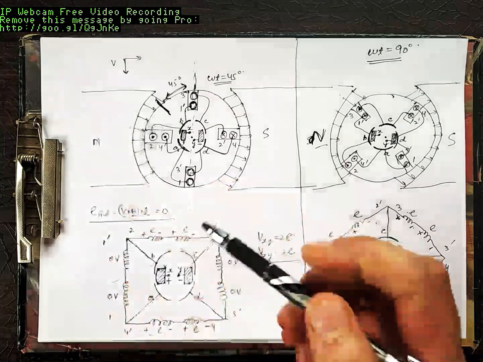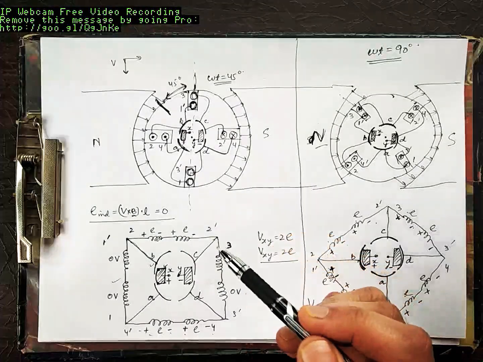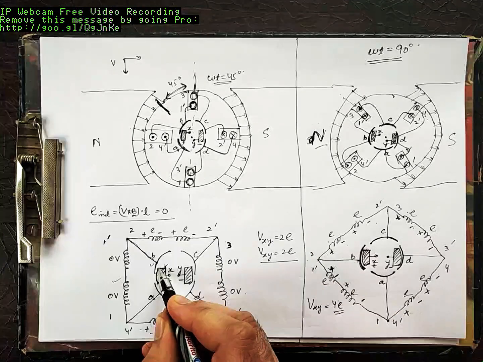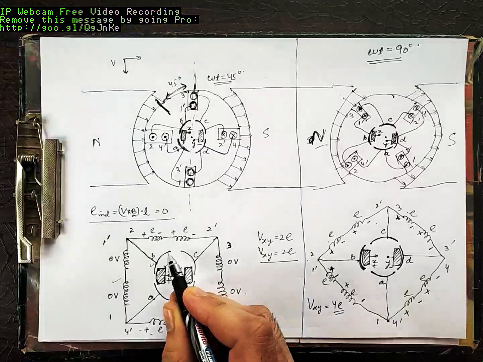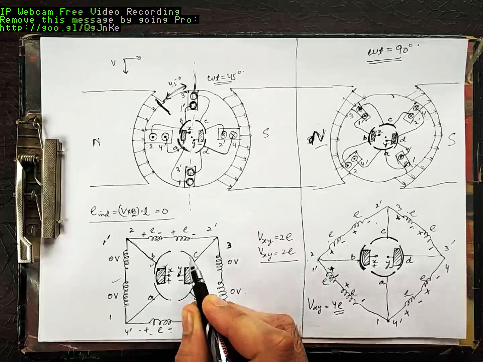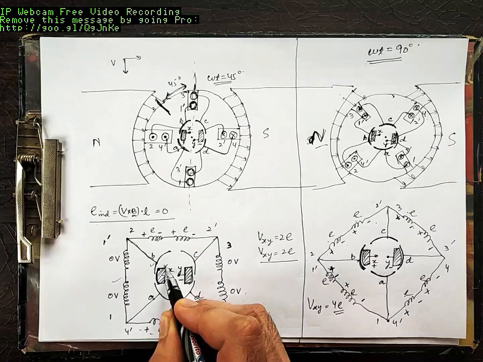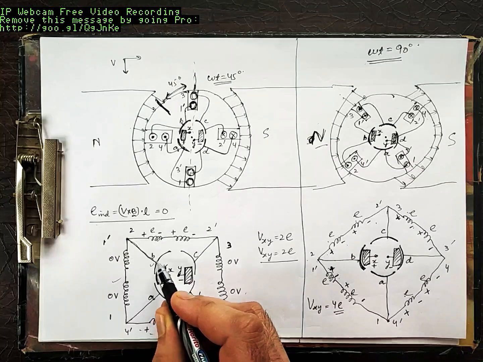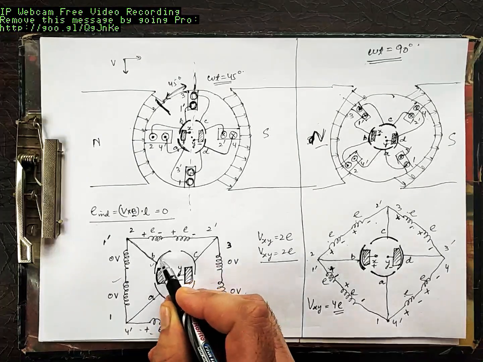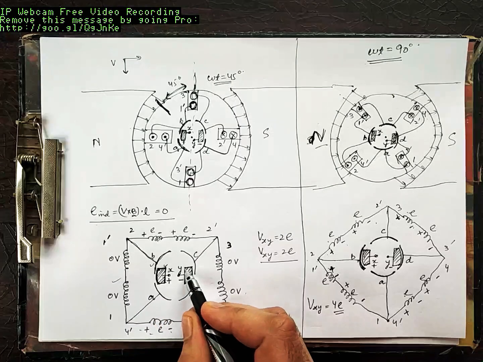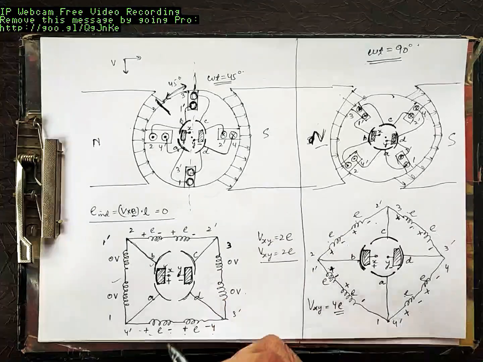Next, what we observed in last class was that during this process of commutation, since brush X and brush Y are fixed at their positions but the commutator segments are rotating, there's a time when a particular brush, say brush X, short circuits two commutator segments. In this case, brush X was short circuiting commutator segment A with commutator segment B. Similarly, brush Y was short circuiting commutator segment C with commutator segment D.